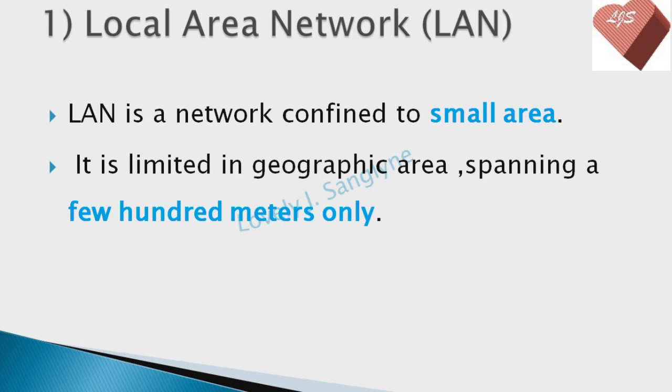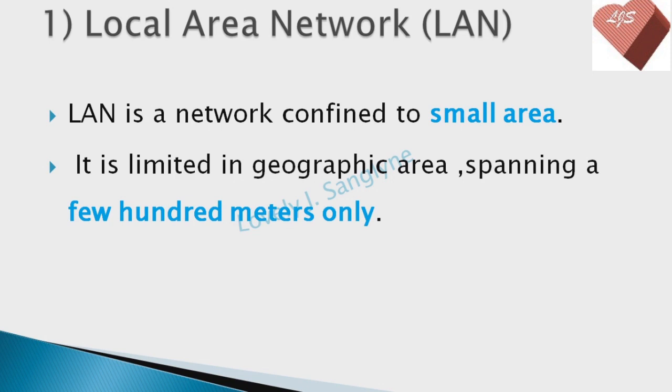A LAN is a network that is confined to a relatively small geographic area such as a computer lab, a school or a building. A LAN spans only a few hundred meters. One example of a local area network is the computer lab at school. We must have seen that the machines in the computer lab are connected in such a way that they span only a few hundred meters. That means they are near one another.